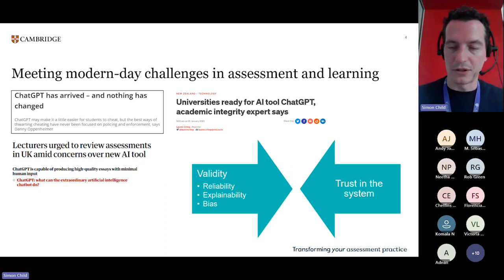But we'll also look at some of the solutions that are available out there and reflect on them in relation to some of the key principles of assessment in a lot of depth. So validity, reliability, fairness, and so on.